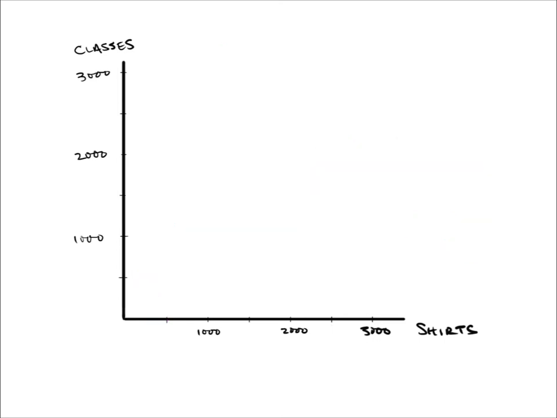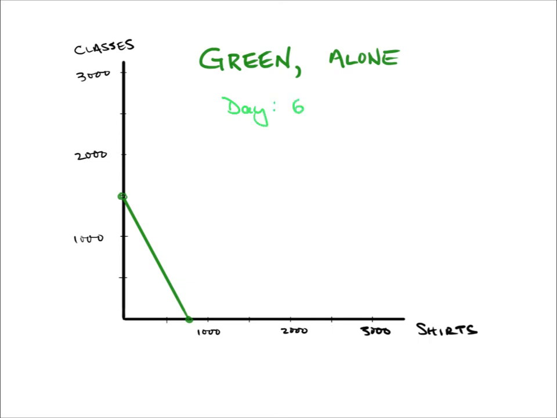Ms. Green. I'm going to think about her options. So I set up my graph. On one axis, I have number of classes taught in a year. The other axis, number of shirts sewn in a year. Okay. And then I graph out Ms. Green's options. So remember, she could, in a day, she could produce 6 classes or 3 shirts.